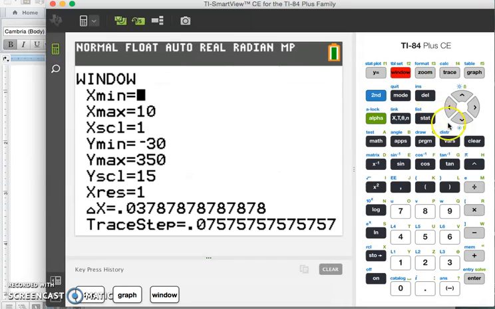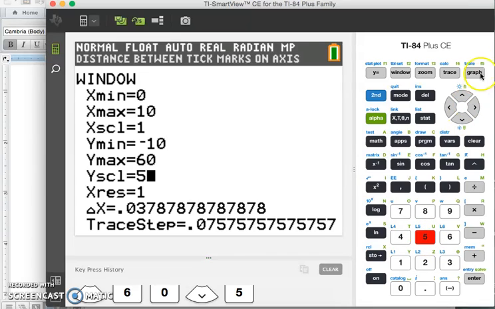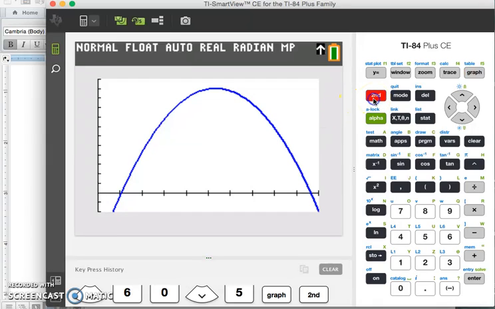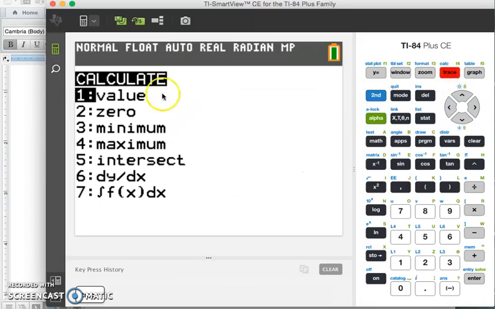So when I set up my window for the y's, my y minimum does not need to be negative 30. I'll make it negative 10 so that I can see the zeros. And my y max should be 60, and I'll count by 5s. This way I'm going to get the whole parabola. Thing of beauty there. Alright, so if I'm finding the zeros, I do second calculate, and it's option 2.